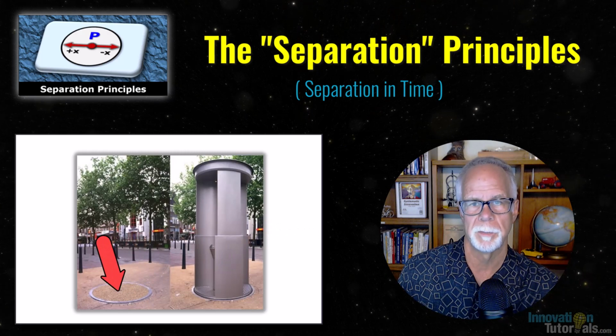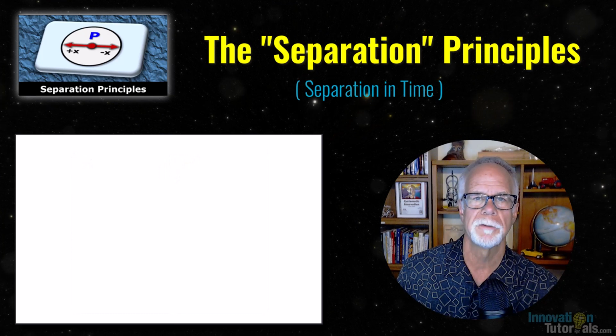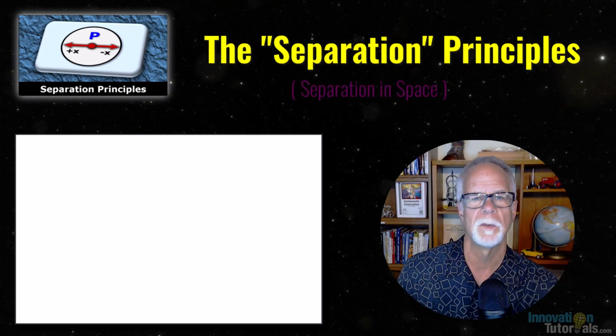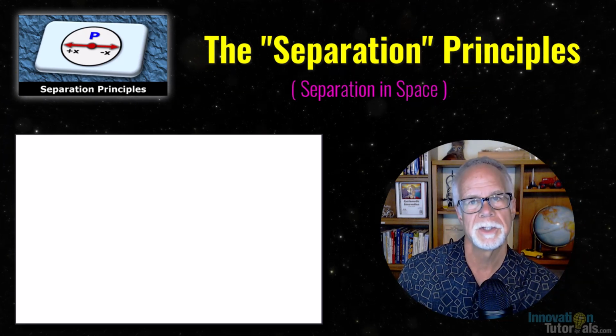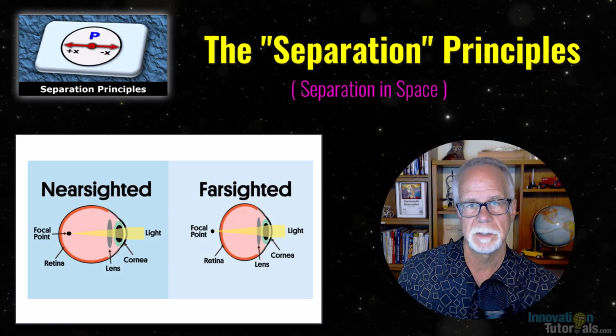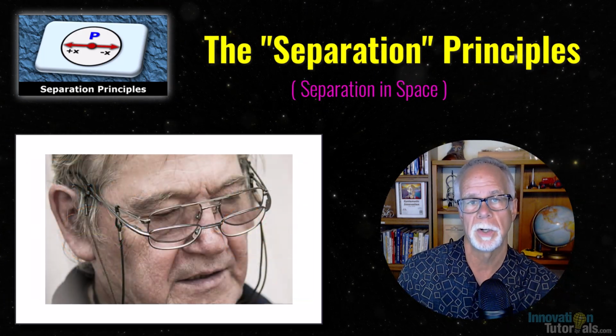Now, if separation in time doesn't spark any good ideas for your physical contradiction, there's 4 separation principles, so let's try the second. The second one is separation in space. Consider a pair of glasses for the elderly. They want prescription A for distance and prescription B for reading. In the past, people had to settle for 2 separate pair of glasses.